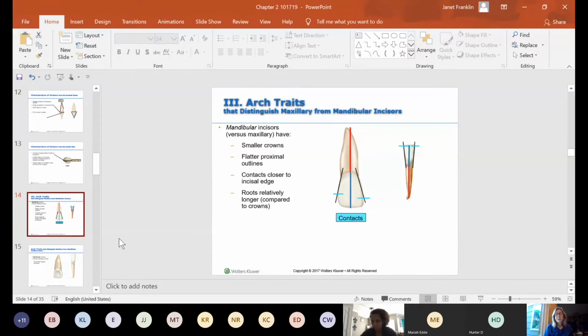The roots are relatively longer compared to the crowns. So if you look at the crown to root ratio, the roots are a little bit longer than the crown compared to the maxillary ones. So if you compare the crown and root on a maxillary, and you compare the crown to the root on a mandibular, the root is longer than the crown on the mandibular than what it is on the maxillary.